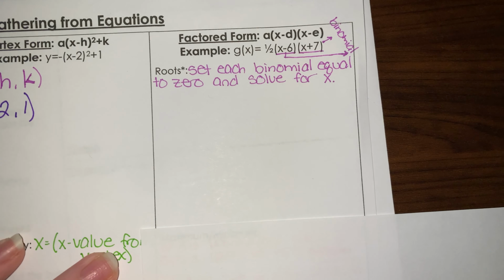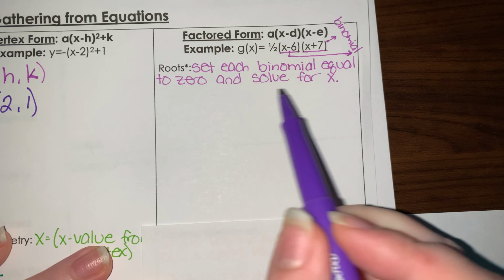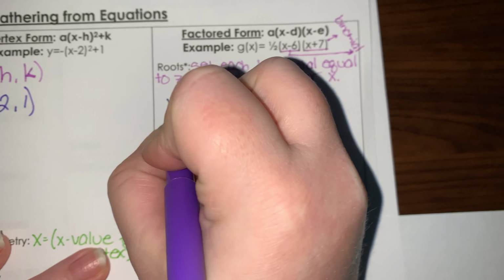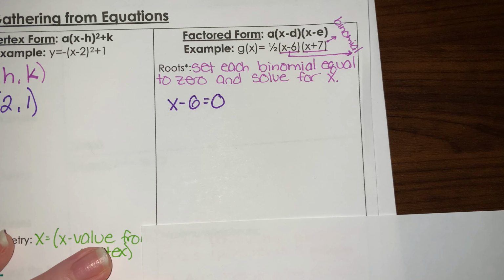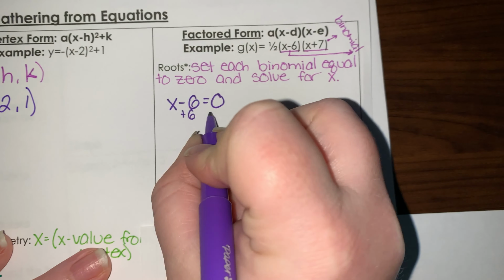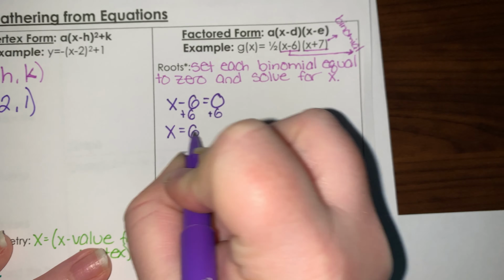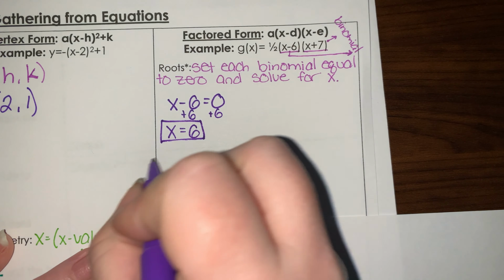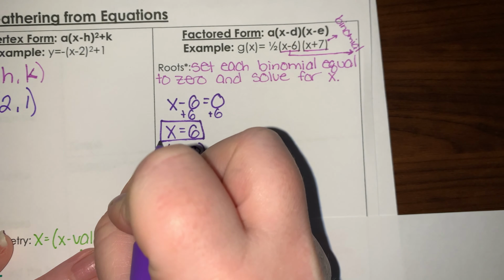They're all your x-intercepts. So how do you find them? Well, to find them, you set each binomial equal to 0 and you solve for x. So I'm going to take this first one, x minus 6, and set it equal to 0. Now I just have to solve for x. So to do that, I would add 6 to both sides, and I get x equals +6. So there's one x-intercept, and I can also write it as a coordinate.